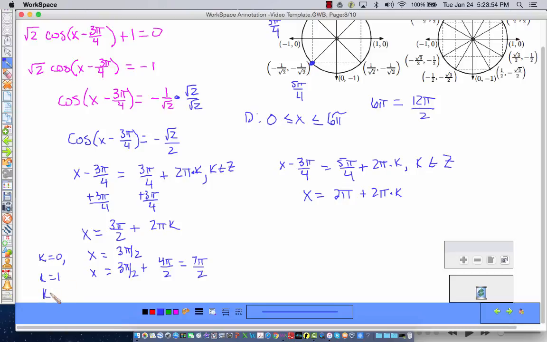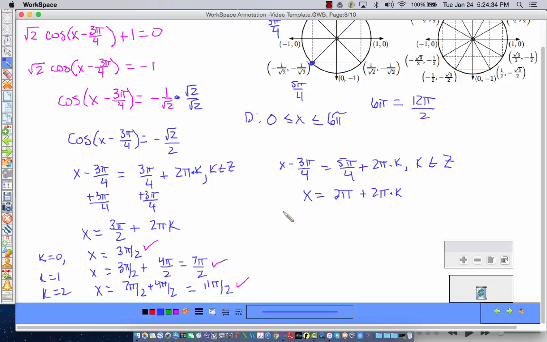So for k equals 2, I'm just going to add another 4 pi over 2 to my preceding answer. So that would be 7 pi over 2 plus 4 pi over 2, which is 11 pi over 2, which is just below 12 pi over 2. So that works. Okay, so I've got 3 answers so far. And then you can check k equal to negative 1 in your head. 3 pi over 2 minus 2 pi is going to be negative. So I know that k equal to negative 1 doesn't work over here.